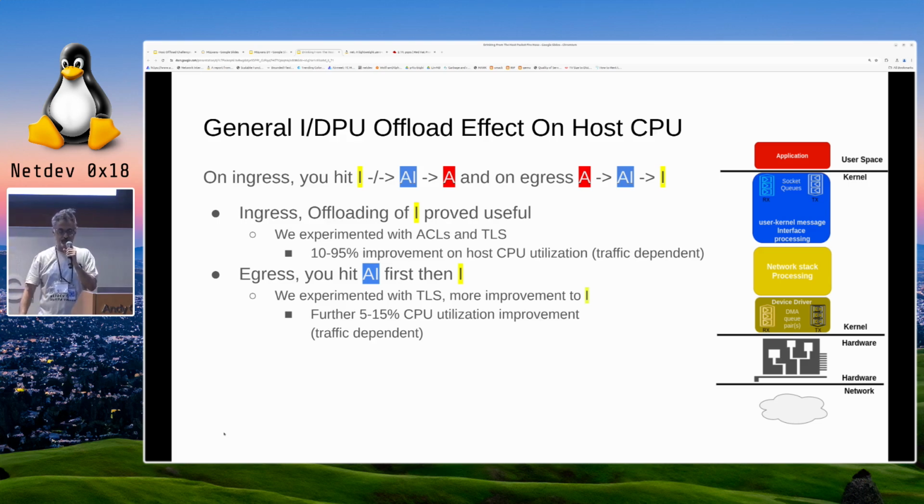On the egress side, it's a lot less, but if you sum it up, you save a lot of CPUs, if your workload requires that. If your workload doesn't require it, then it probably doesn't make sense, okay?